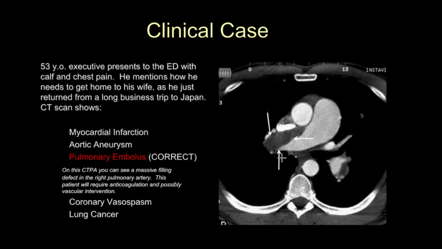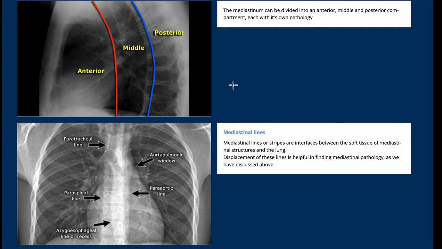And here's three arrows in case somebody wasn't able to see this. For those of you who haven't had much experience prior to your R1 year in radiology, which I didn't either, I wasn't previously trained or anything like that, these types of cases will jump out at you after you see a couple. But basically on this CT, you can see this massive filling defect in the right pulmonary artery, and the patient's going to need anticoagulation and possibly intervention. And so next I just wanted to briefly talk about the mediastinum.